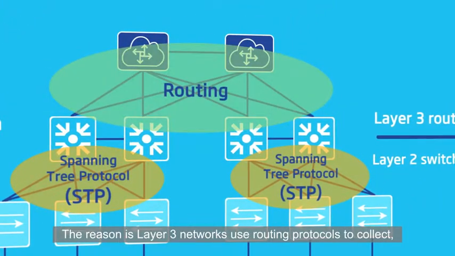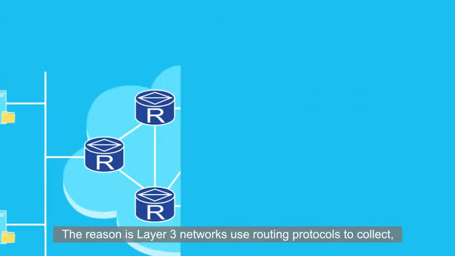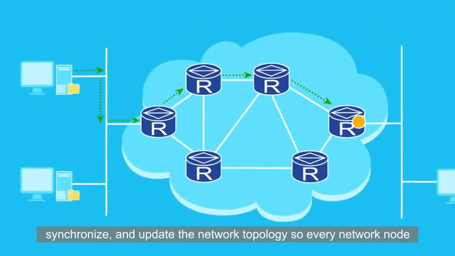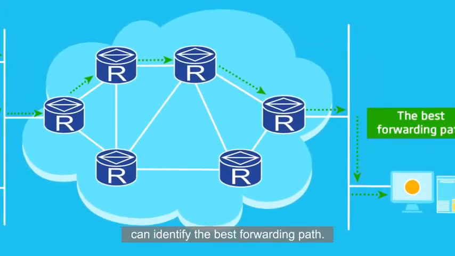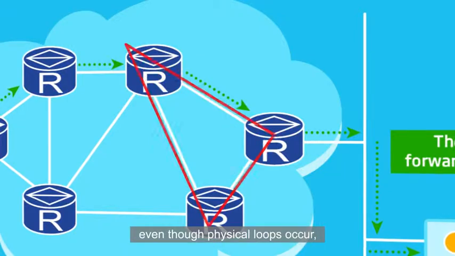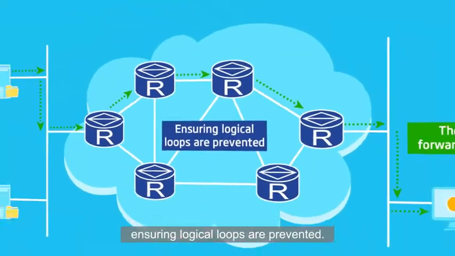The reason is Layer 3 networks use routing protocols to collect, synchronize, and update the network topology so that every network node can identify the best forwarding path. Packets do not loop on forwarding paths even though physical loops occur, ensuring logical loops are prevented.